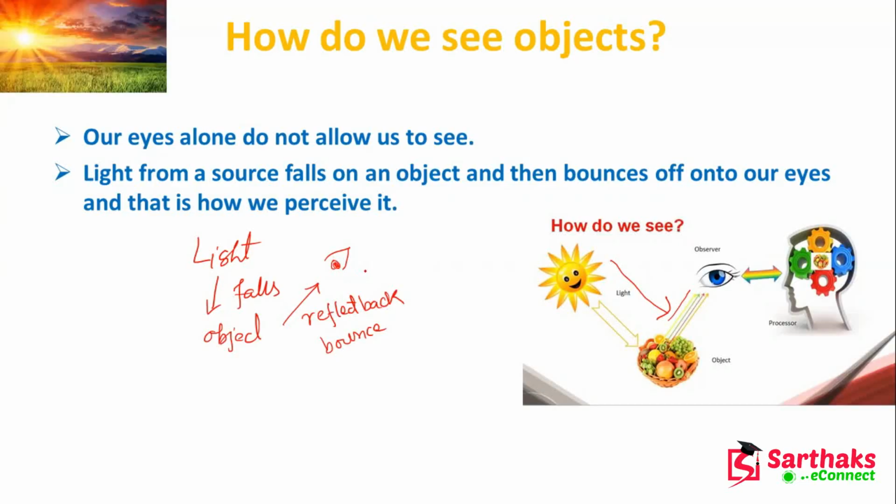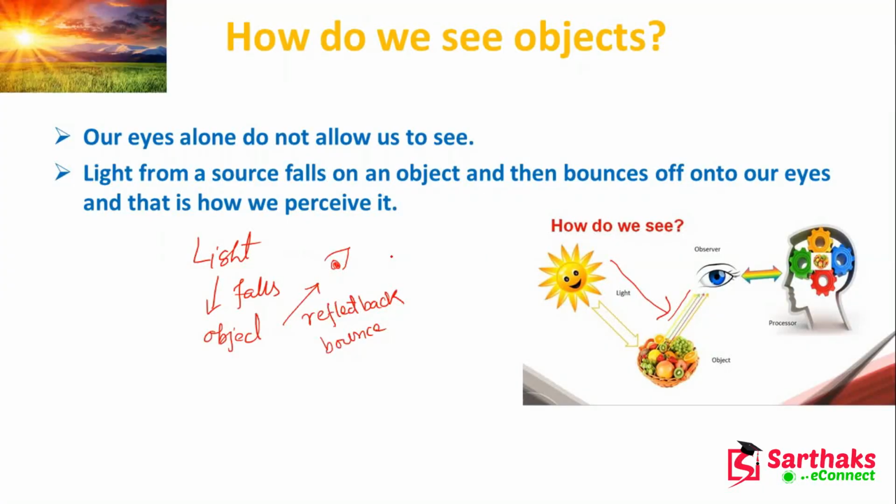Okay, so the eye, and then the brain actually perceives what the exact object is, because the eye actually cannot tell what the object is. Is it an apple or is it a pencil? Is it a table or is it you?